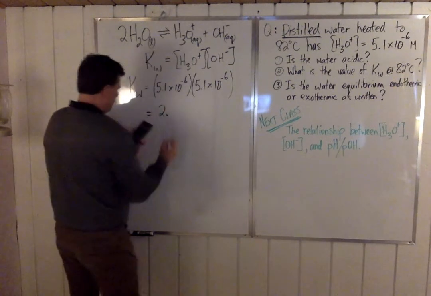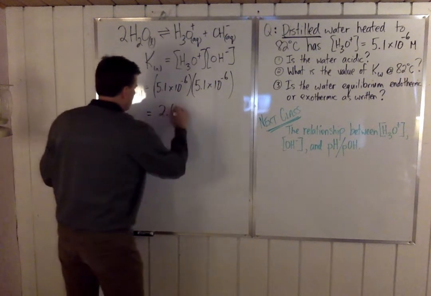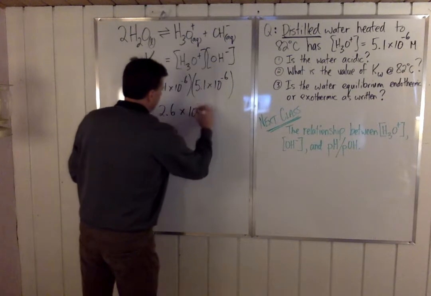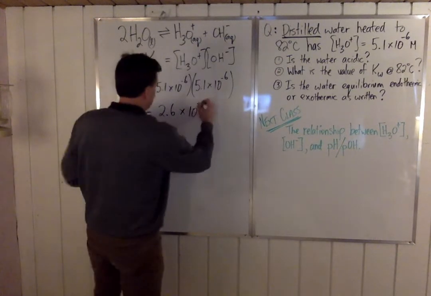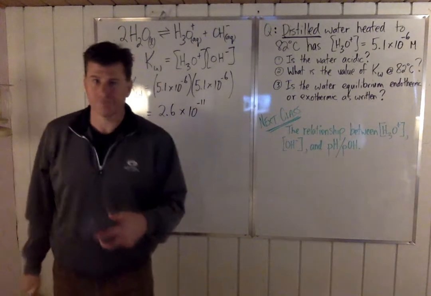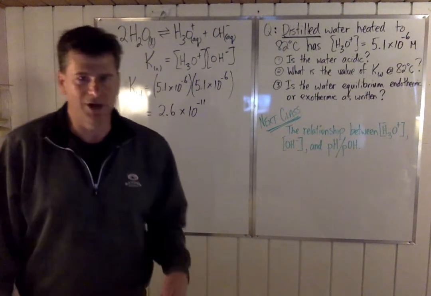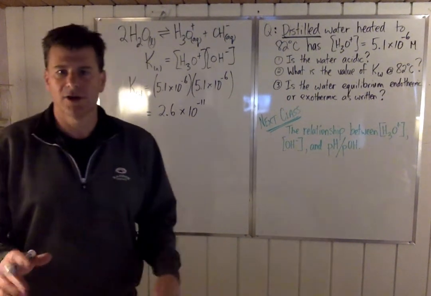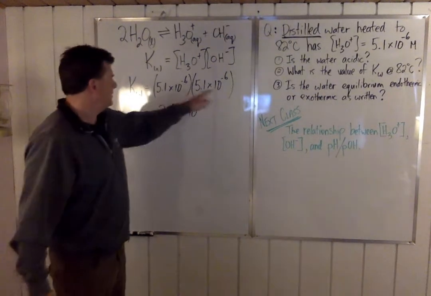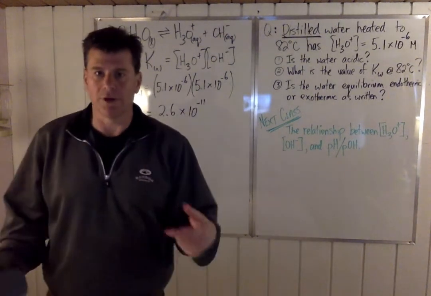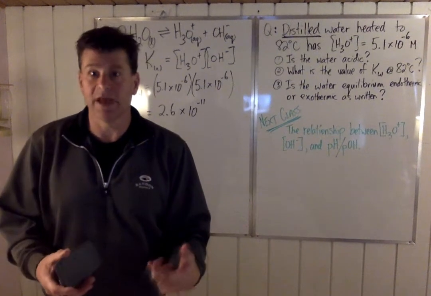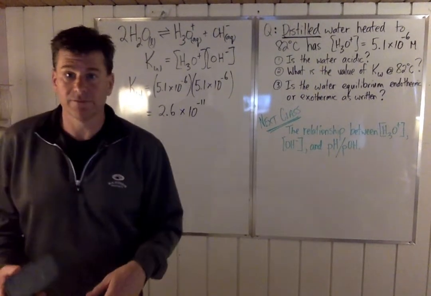I get 2.6 times 10 to the negative 11. And I just made those numbers up off the top of my head. That's probably not what it is. But the concept is those two values have to be the same because it's still distilled water. To get the Kw, you multiply them together, and there's your new value of Kw.